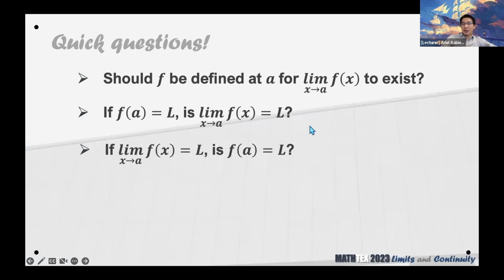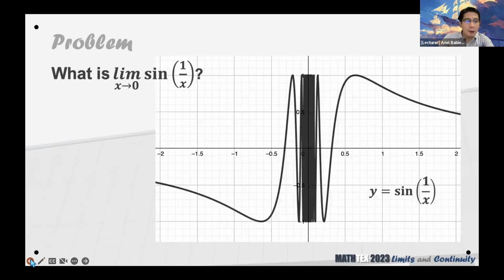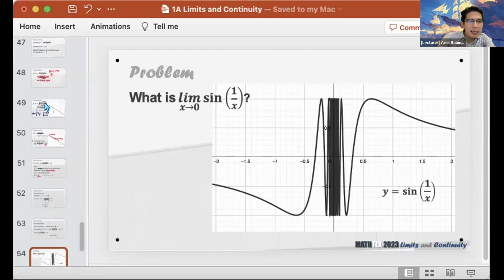Which also will answer the question, if the limit is L, is the function value L? Thank you pala, Raymond, sa turn. Piecewise function or conditional function. No din yung sagot dito. Just to end this part, gusto natin sabihin dito, magkaiba. Hindi porket meron kang limit na L, siya na rin yung function value, as shown also by the same example.